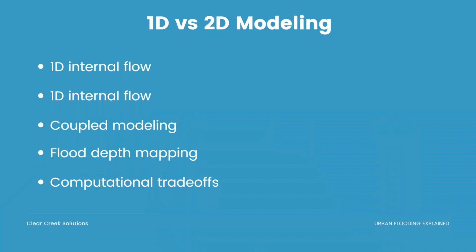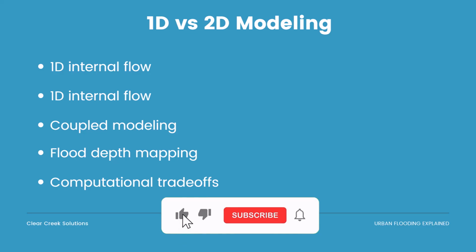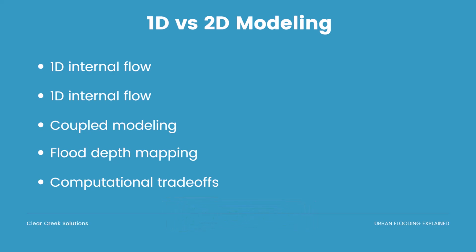But what about 1D versus 2D modeling? One-dimensional models simulate flow along defined alignments such as pipes and channels. Two-dimensional models simulate surface flow across terrain grids, allowing water to spread over streets and topography. Coupled 1D-2D models integrate underground conveyance and surface flooding behavior. FEMA and hydraulic modeling guidance increasingly reference 2D modeling for floodplain and urban flood mapping due to improved terrain data and computing capability. However, 2D models require higher computational resources and detailed input data.